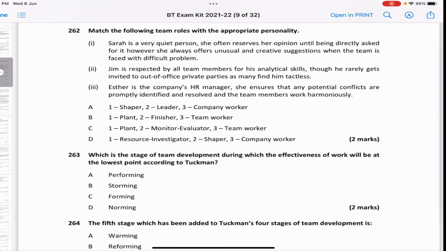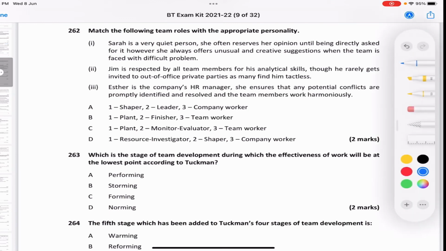Match the following team roles with the appropriate personality. Sarah is a very quiet person. She often reserves her opinion to herself and she's creative. So Sarah is a plant. So the answer should be either B or C.